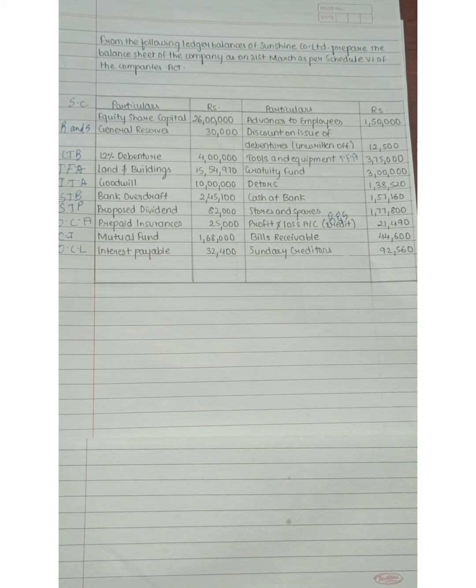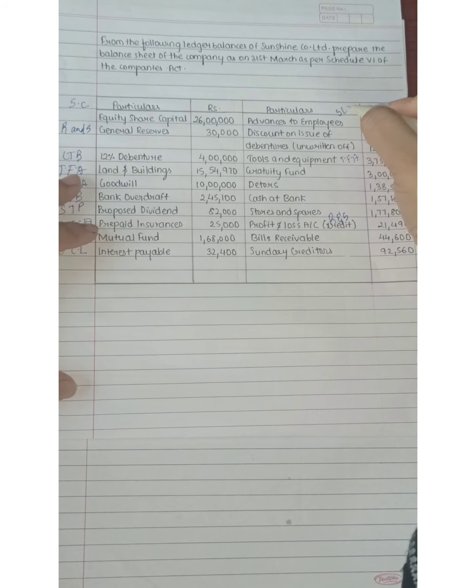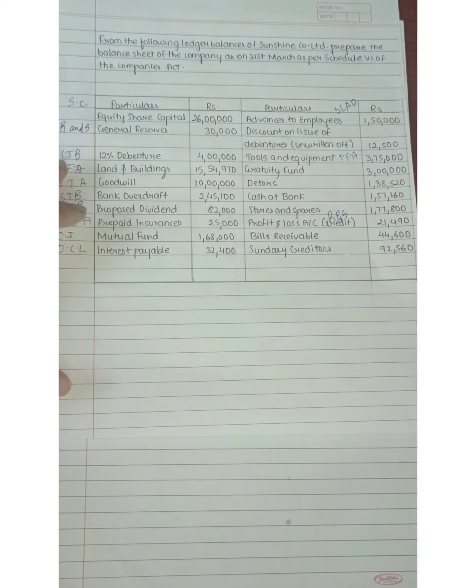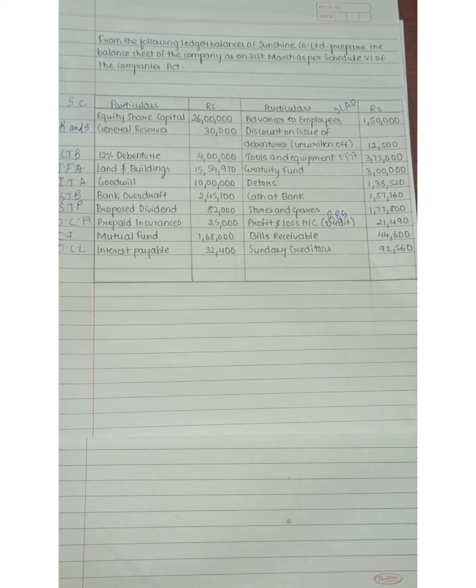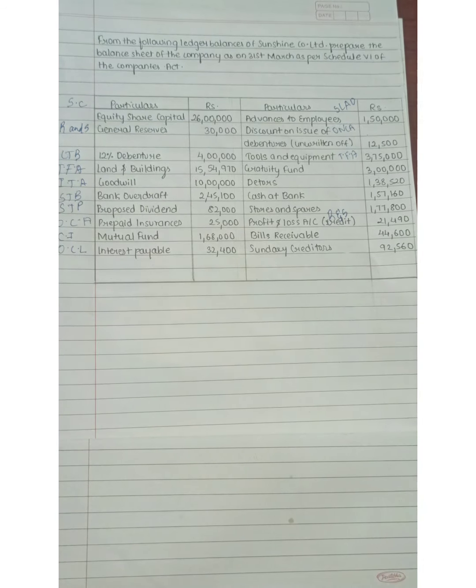Okay. Next we have advances to employee. So advances to employee will come under short-term loans and advances, because an advance is given to the employee, so it will be for a short period of time. Short-term loans and advances. Next we have discount on issue of debentures. Now discount on issue of debentures will come under other non-current asset. Other non-current asset. So debenture is long-term borrowing, but discount on issue of debenture is other non-current asset.